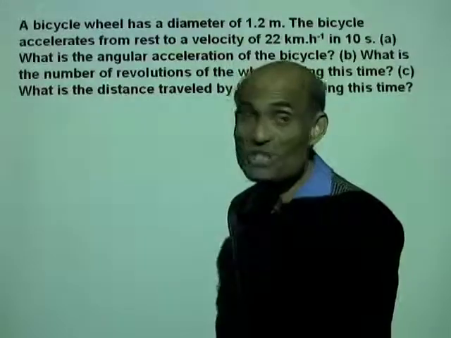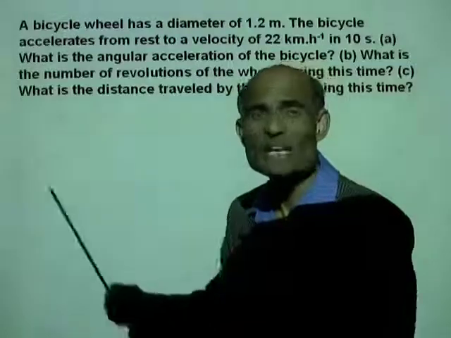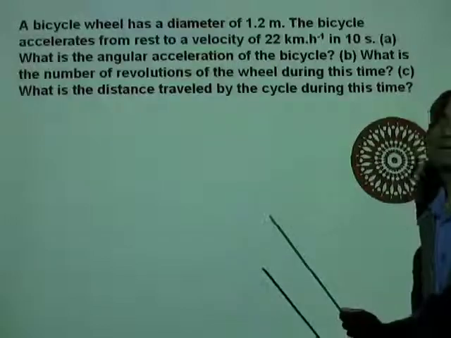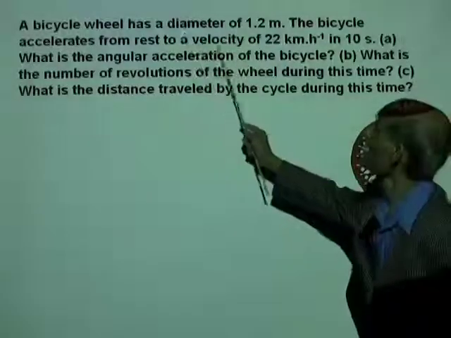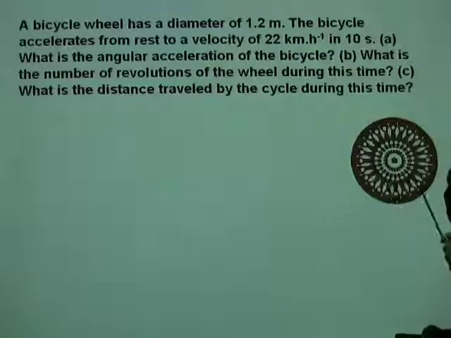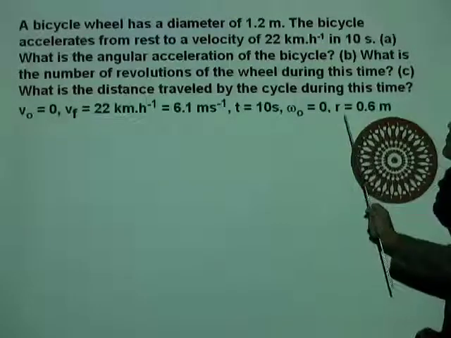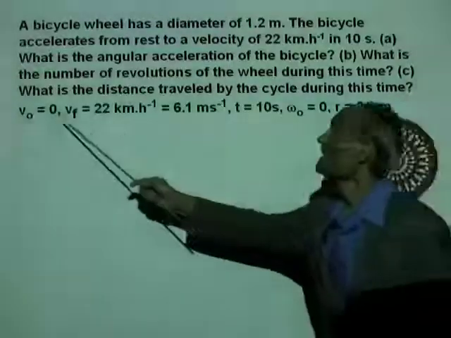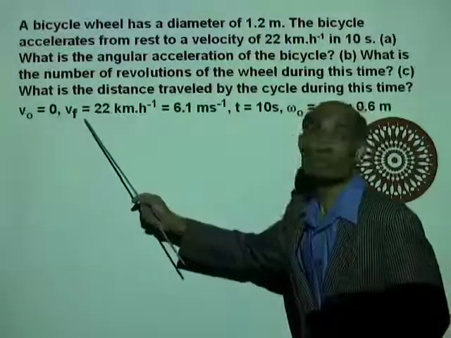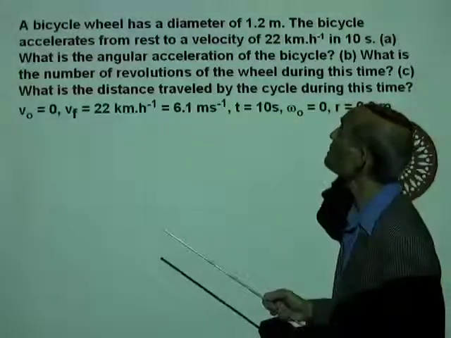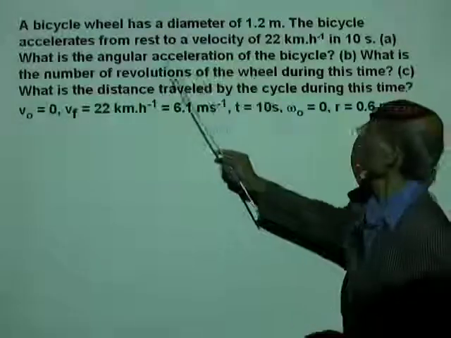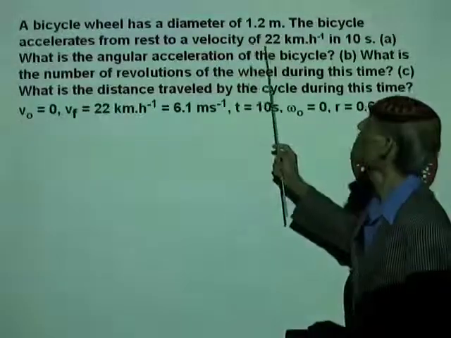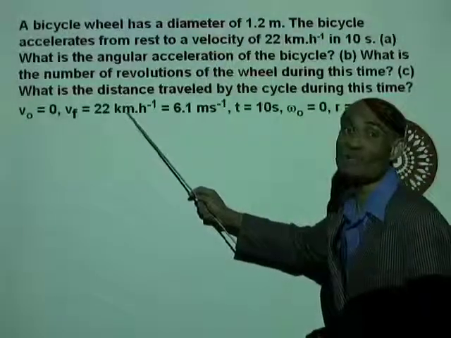Well, all these we have actually done already. This is a recap of what we have already done. Now I have a fancy bicycle wheel here. What is given to us? The diameter of the wheel is 1.2 meter, means the radius of the wheel is 0.6 meter. The initial velocity is 0. The final velocity is 22 km per hour. The bicycle accelerates from rest, v0 equal to 0, to a velocity of 22 km per hour.